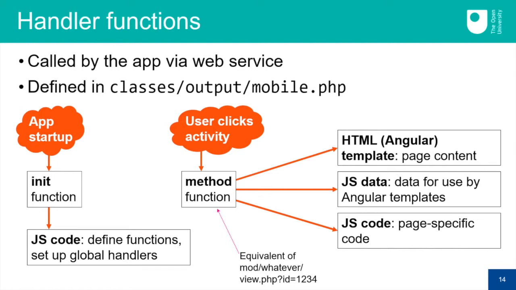Then the other function is called when the user clicks on your activity. So then there's this method function. And that function is basically the same as the view.php that you're probably familiar with for the web version of your module. So it's the main thing that displays stuff to the user. So it returns an HTML template, which is actually an Angular template, containing the content of the page, some JavaScript data, and some JavaScript code.